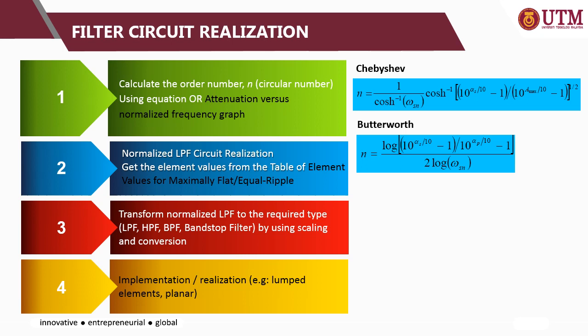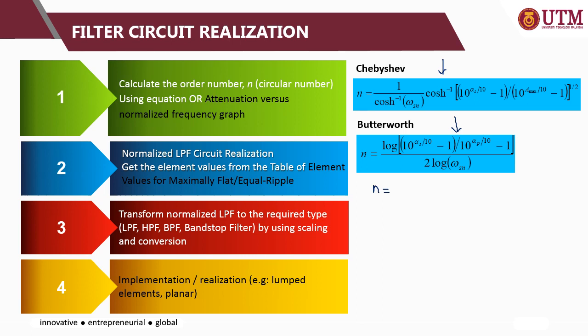So I believe that you have seen this in signal and system course. So in which the first step, the most important part, is to determine the order number, the filter order number. So either by using equation, by calculation, or by referring to a graph. Okay, I believe in signal and system you have seen these two equations to calculate the Chebyshev and Butterworth filter order number. So in which once you get the n, you should round it up to the next higher whole number.